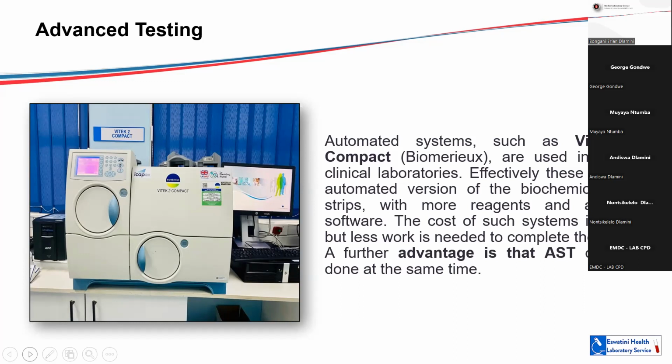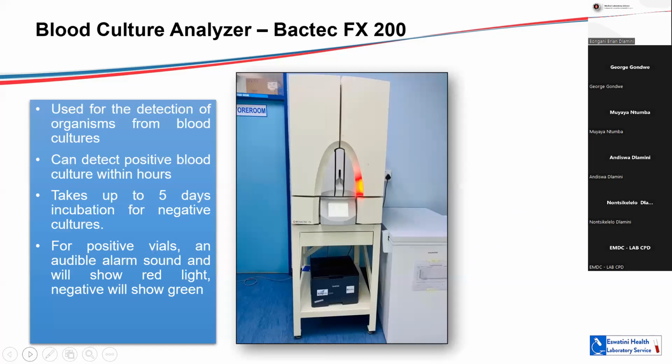Okay, I decided to put in the blood culture system as well, since we're just talking about our testing platforms. So this one, we can say it's a blood culture analyzer. It's semi-automated because it can only tell you that the blood culture is positive or negative. As you can see, this red light is on. It means there was a positive blood culture. If there's a positive blood culture, it can detect within hours, depending on the organism, if it is a fast grower or a slow grower, and also on the quantity of the bacteria.